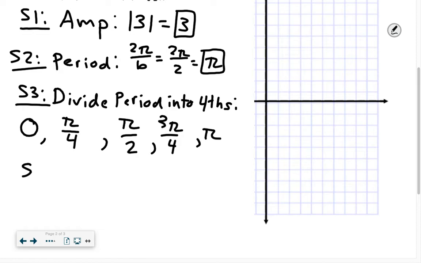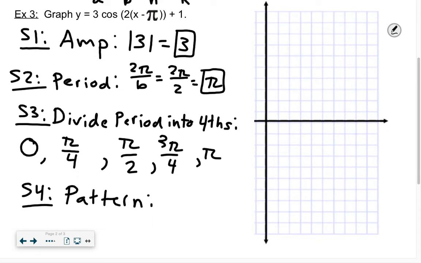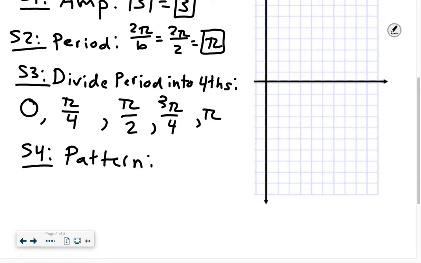Step 4 is the pattern to which we're going to take. We've got to identify what trig function we're working with first. It is cosine. Therefore, origin or max min? Max min. Which one of the two? It is the maximum because it's a positive A value. If it was negative, it would be the minimum value.